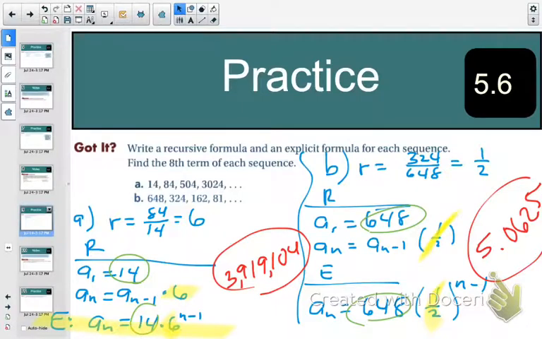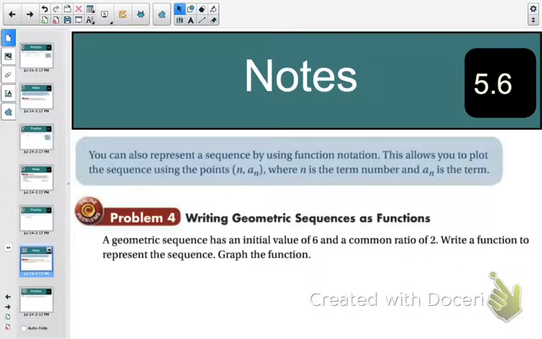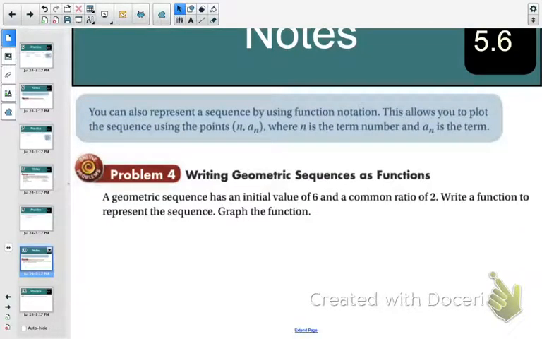Increases very fast. If I plug in 8 for the second one on part B, plug it into here again, plugging it into n. In the explicit, we get 5.0625. So we started at 648, and by the 8th term, it's all the way down to 5.0625. So it's decreasing very quickly. So yeah, when it's exponential, it increases quickly or decreases quickly, depending on if it is a fraction or a whole number.